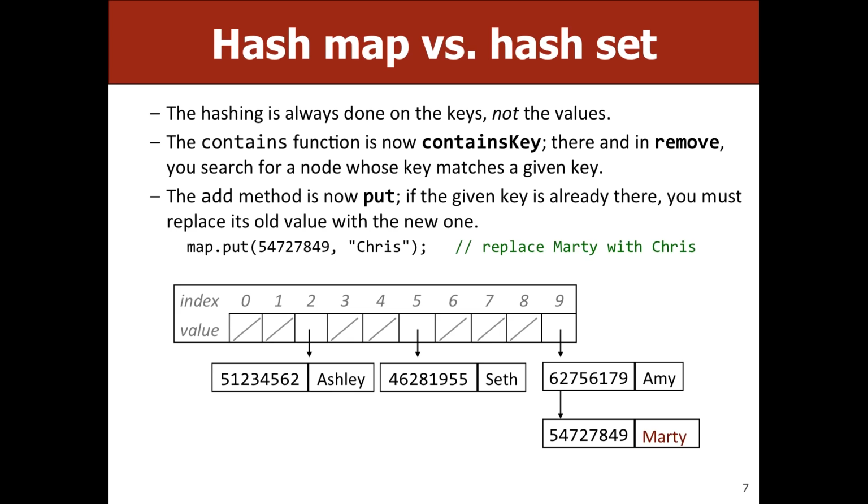One of the big differences is that when you put something in, you have to check to see if it's already in your hash map. It's not like before, where when we added something to our set, we just ignored a duplicate add. Here we would have to actually change the value if there was already that key. So for example, if we were to put this value and change it to be Chris, then we would want to get rid of Marty here and replace him with Chris, like that.